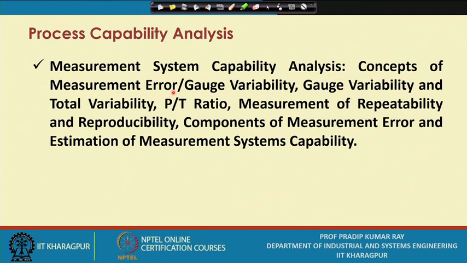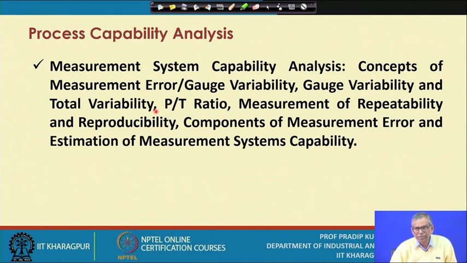Concepts of measurement error or the gauge variability. I am going to discuss gauge variability and the total variability. How do you relate the gauge variability or the measurement error with the total variability? The so-called precision to tolerance ratio is referred to as the P&T ratio. What is it? We are going to discuss measurement of repeatability and reproducibility.